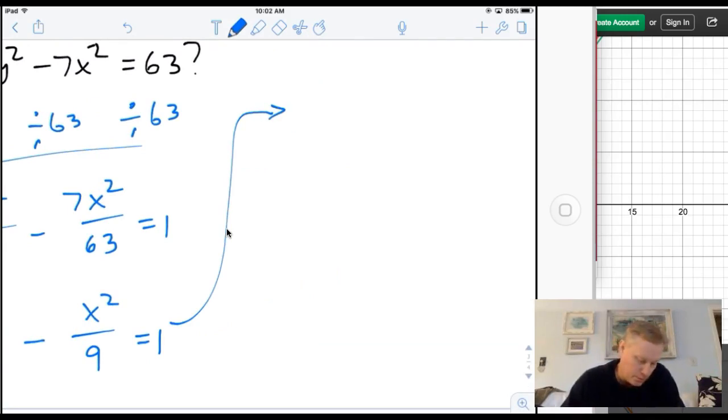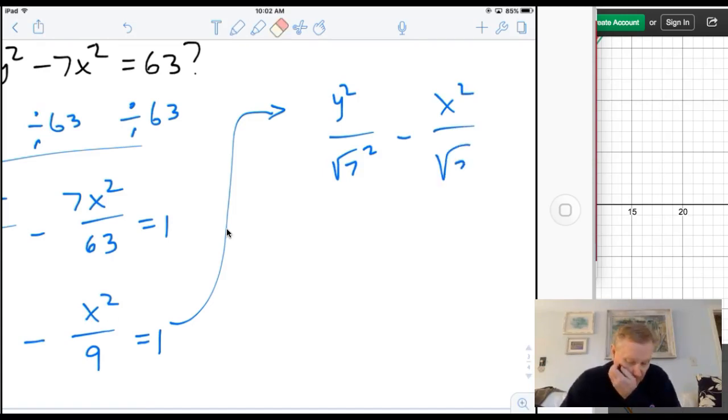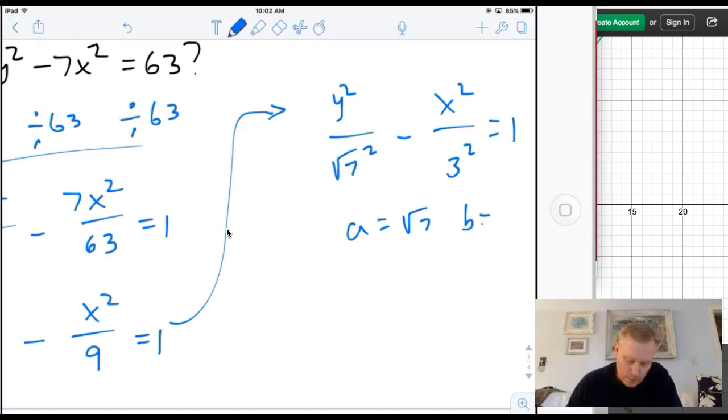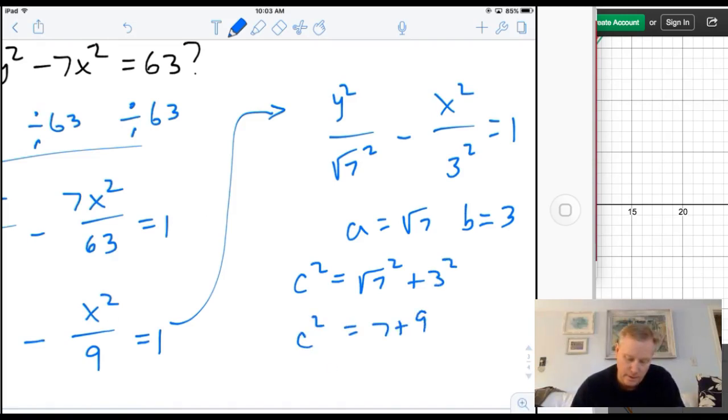Rewrite this over here, if I wrote it in square root form, took the square root of the denominators, I would get y squared over the square root of 7 squared minus x squared over the square root of 9, which is 3 squared, equals 1. Okay, so what that means is A equals the square root of 7 and B equals 3, which means I can find C, which will help me with the foci. So C squared equals the square root of 7 squared plus 3 squared, which means C squared is 7 plus 9, and C therefore will be the square root of 16, which is 4.